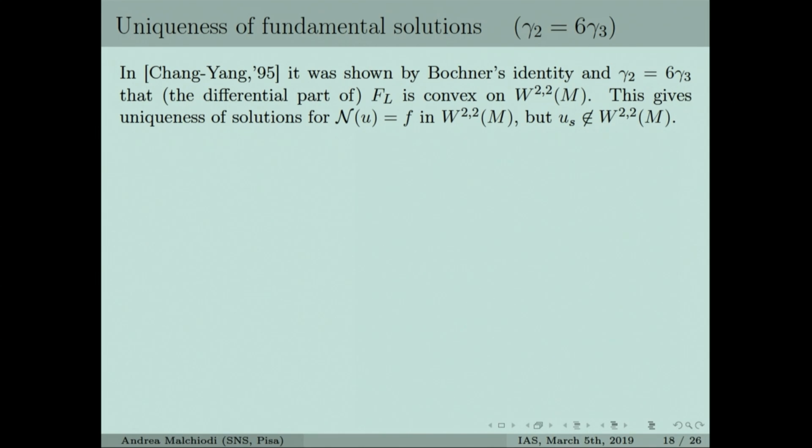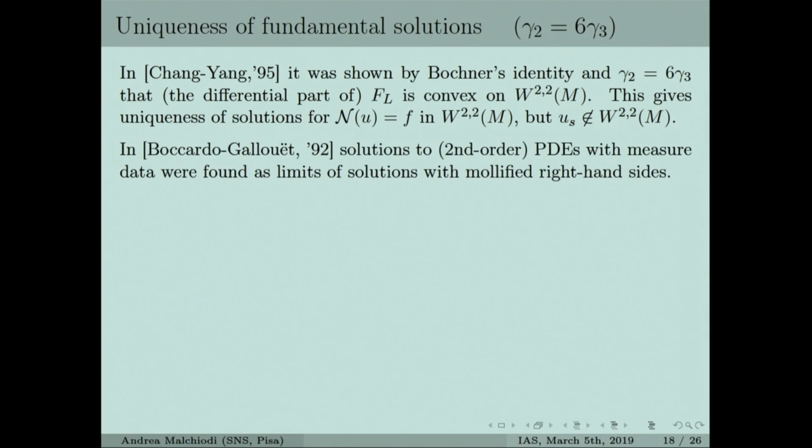But the point is that now the singular solution we constructed before is not in W^{2,2}. So in a sense, you would like to extend this uniqueness property to data that are of measure type, Dirac or maybe more general. And for second order PDEs, there is a theory for existence and maybe uniqueness of such solutions. Boccardo and Gallouët constructed or derived the general theory by mollifying the right-hand side, if the right-hand side is a measure, and then considering a class of solutions that are obtained as limits with mollified data. And somehow this is the right class to look in when you want to prove some uniqueness property.